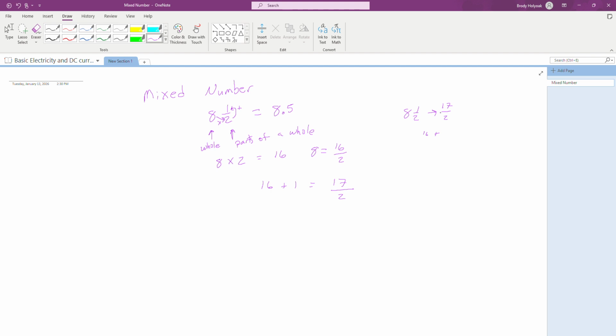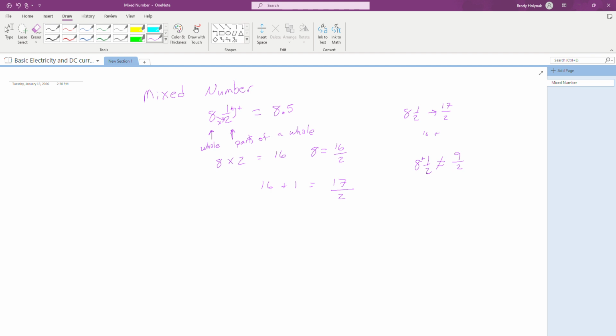A lot of times when people make errors on this, what they do is they forget to multiply this 8 times the 2, and then they just add these numbers together. So 8 and 1/2 does not equal 9 over 2, because here they just went the 8 plus the 1.